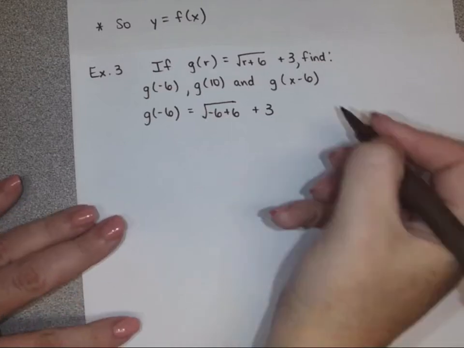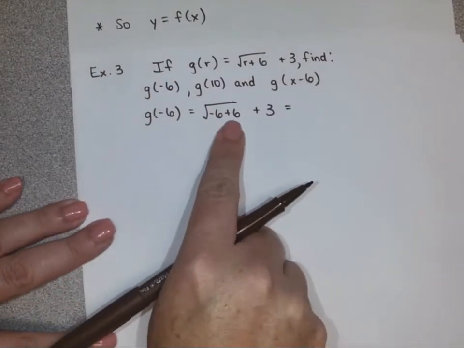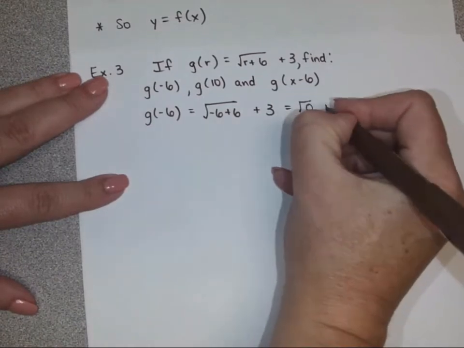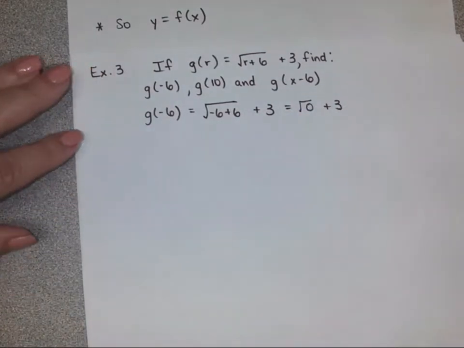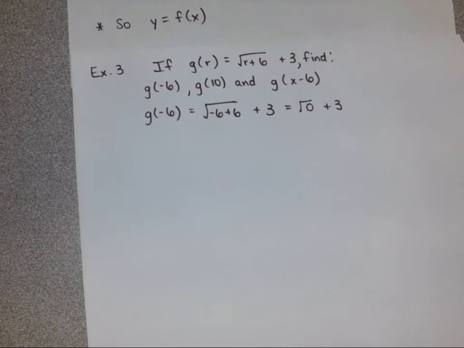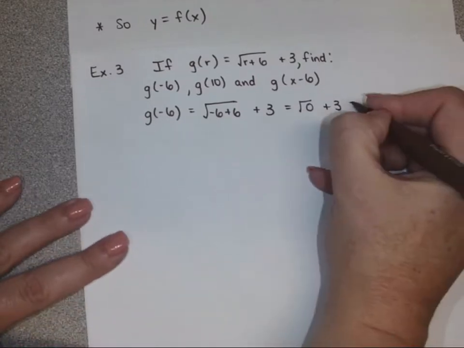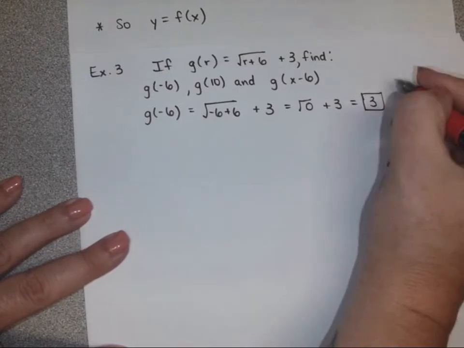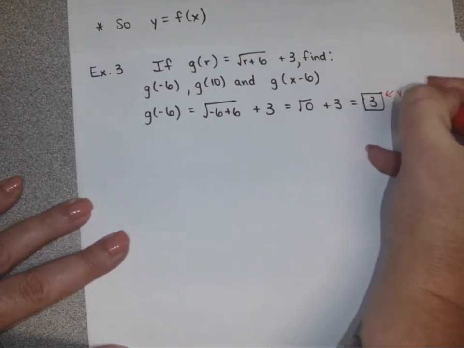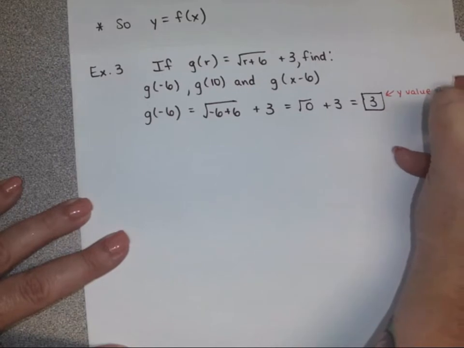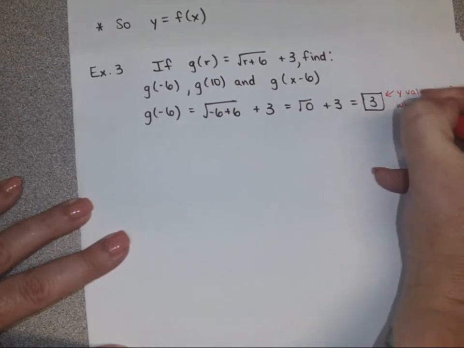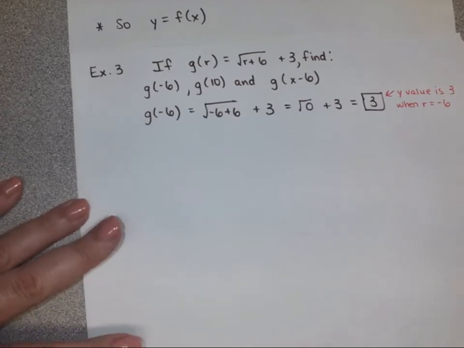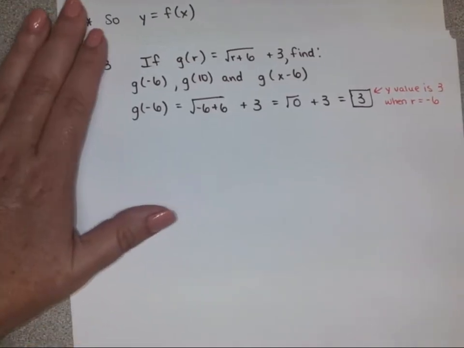But then I think we can work this out. Okay, what is -6 plus 6? 0, right? So the square root of 0 plus 3 is what I would have, but what's the square root of 0? There's not really anything going on there. What is it? Just 0, right? So the result I get is 3. And again, I want you to be able to describe that that means that the y value is 3 when x is -6, or in this case, when r is -6. We're using r instead of x in this problem.